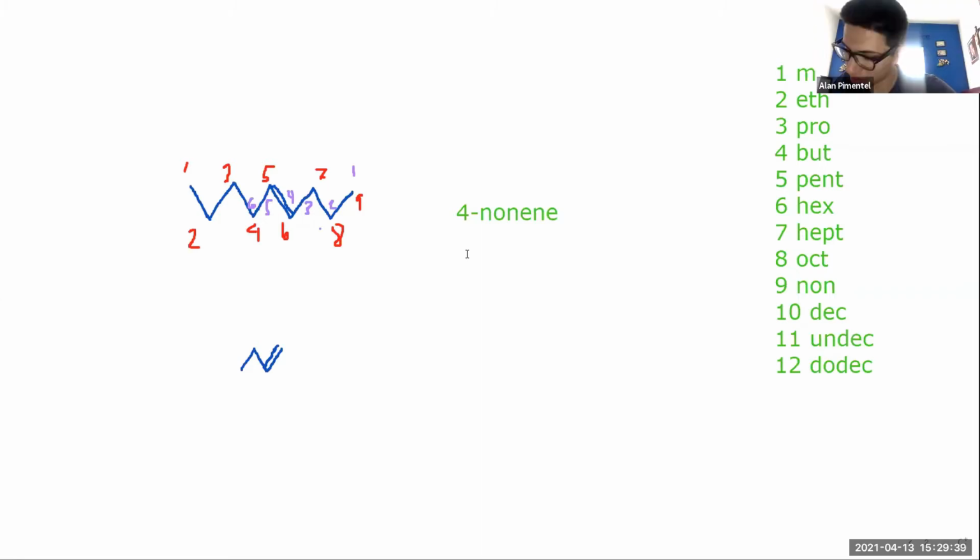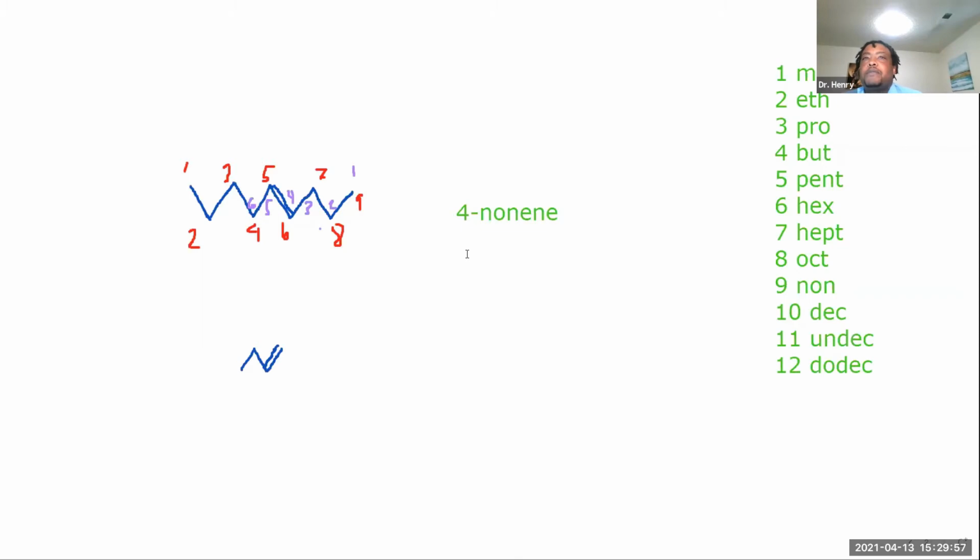You count from the shortest side, Alan. I think so. Instead of counting 1, 2, 3, 4, 5 left to right, it's closer if you go 1, 2, 3, 4 from right to left. That makes sense. So you name it from the shortest chain to the double bond. Is that right, Doctor?